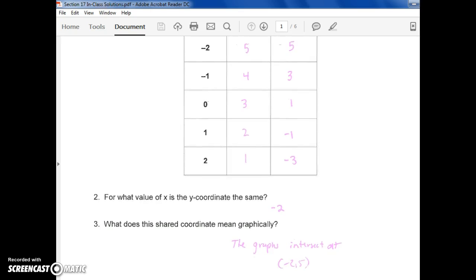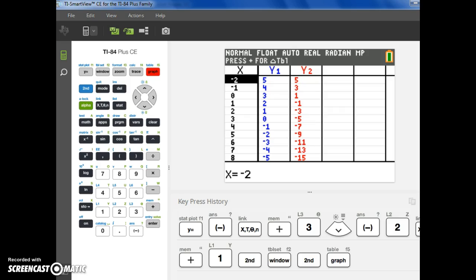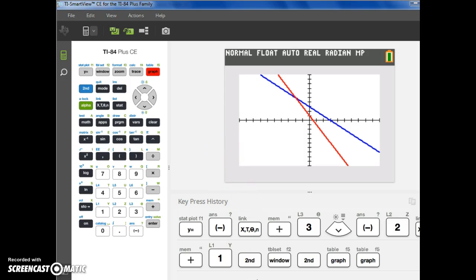The third question says, what does the shared coordinate mean graphically? So that indicates to me that we should probably take a look at what the graph is. So I'm going to go back to my calculator here, and instead of looking at the table, I want to actually see the graph. So I'm going to hit the graph button. And there's that first line. And our second line is showing up as well. And the place we're really interested in is right here at negative 2 for the x.